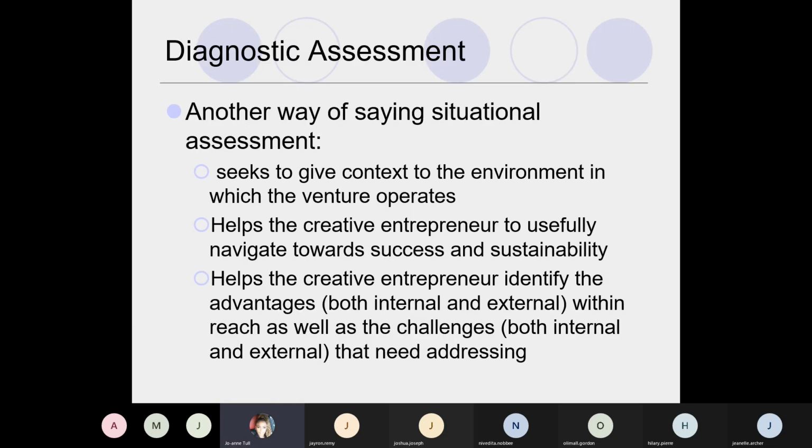Right. So as I said to you before, a diagnostic assessment is really another way of saying situational assessment. And this is what we use to give a context to the environment in which the venture operates.